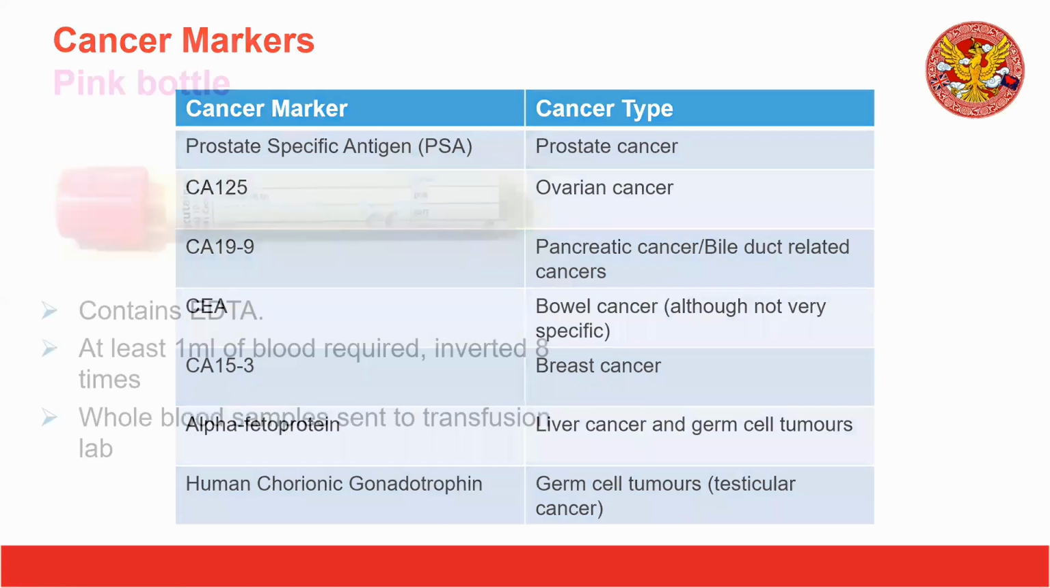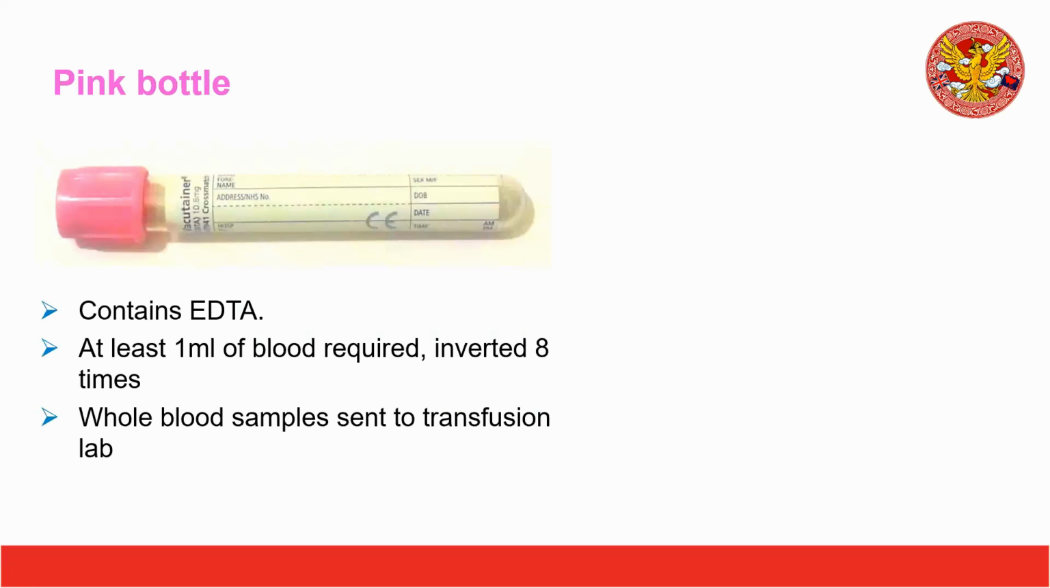Okay, so we're almost finished now, and we've done the main two, which are your purple and your yellow. I'm sure if you've been on the ward, you've definitely come across them. I'm going to go through a few rarer blood bottle types. Your pink bottle is normally used to categorize your ABO blood groups and for your cross-matching, and they're generally sent to the transfusion lab.